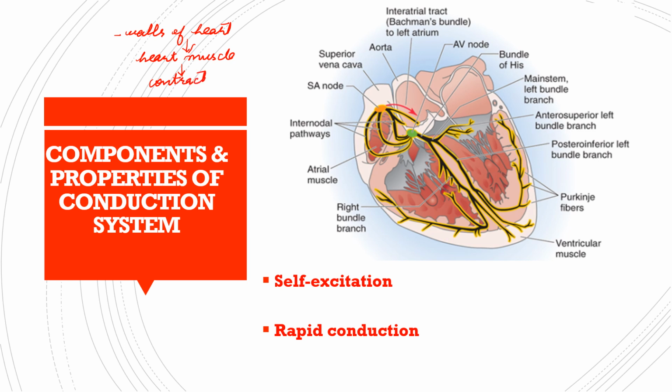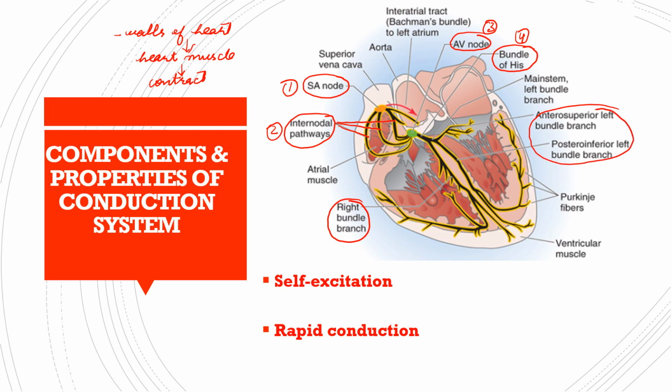It is composed of different components that are number one, the sinoatrial node, then three internodal pathways, 1, 2, and 3, then atrioventricular node, then bundle of His, then bundle branches, that is right bundle branch and left bundle branch, and finally is composed of Purkinje fibers.